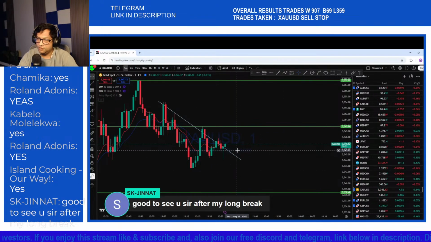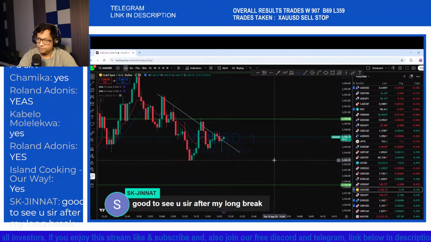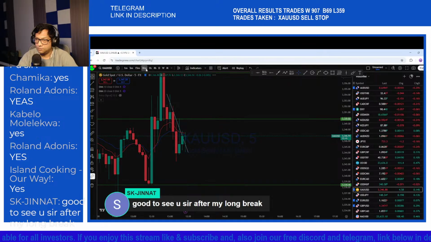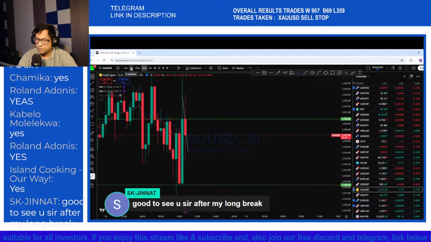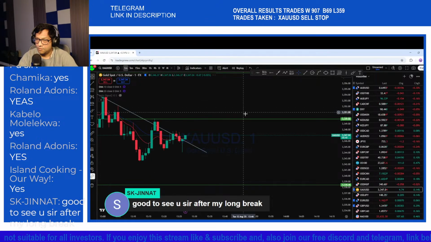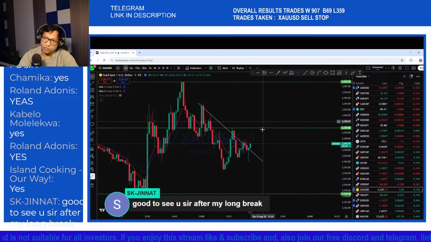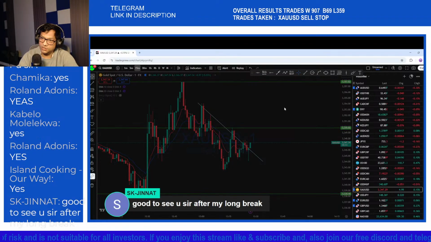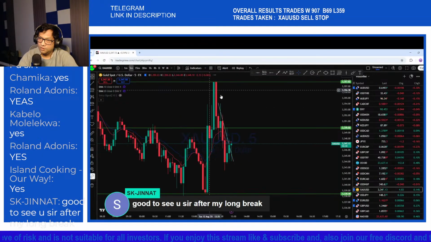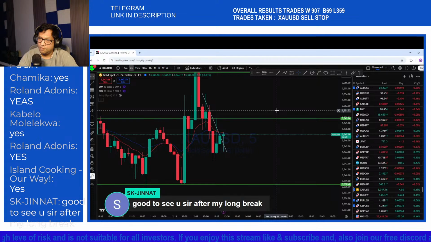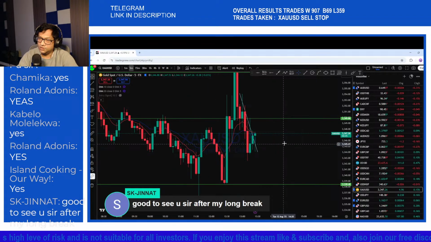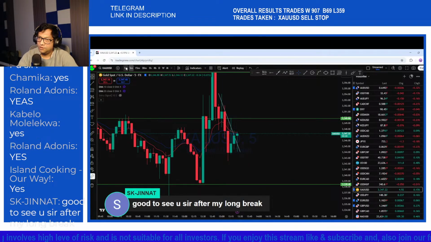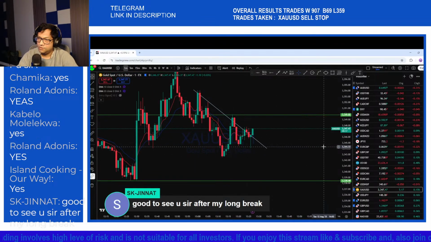There's a pin bar here, and with this pin bar, it's now trying to bounce back to the resistance line. Here is a support. The market has moved back to the upside to the resistance line.